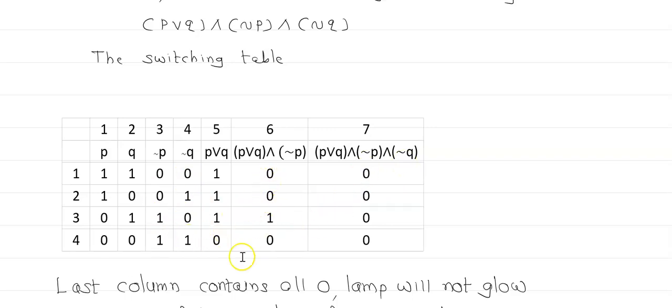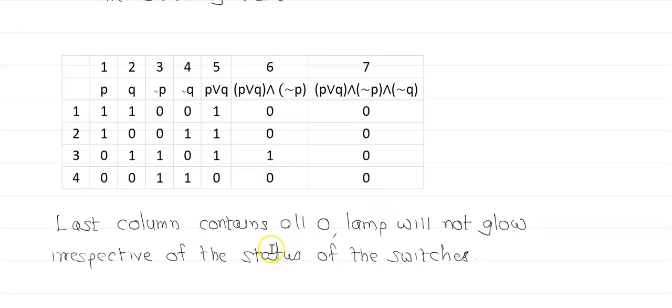The AND statement gives 0 and 0 is 0. Next is 0 and 1 is again 0. 1 and 0 is 0. It means that all are 0. The last column contains all 0. The lamp will not glow irrespective of whatever the status of the switches. The lamp will not glow.